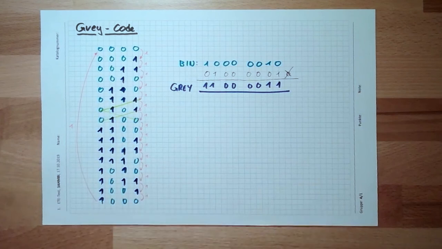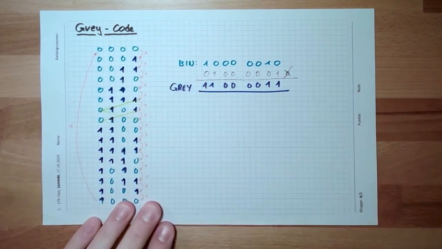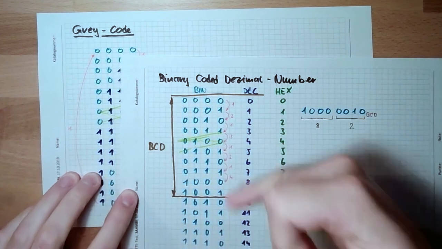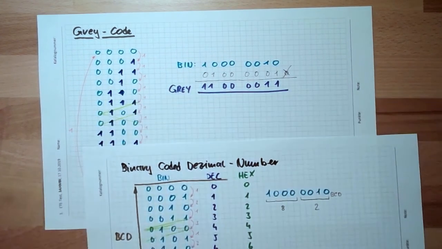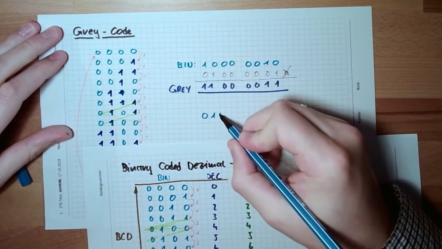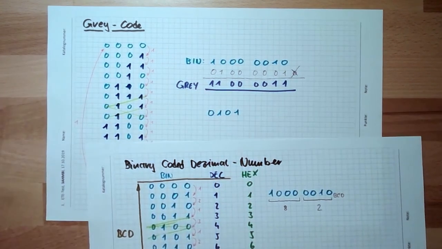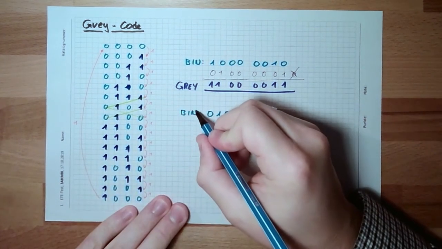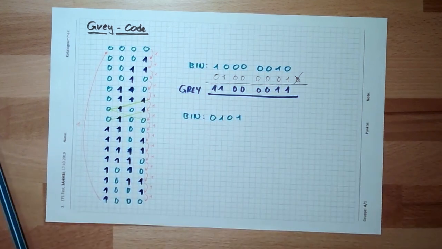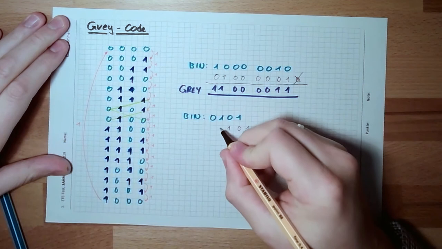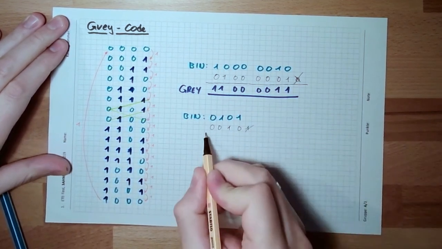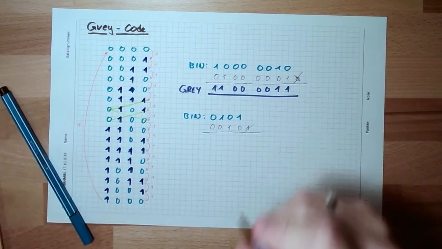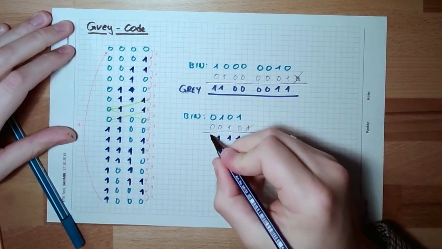Okay. Let's try it with a small one. I don't know, which one do we like? 5. Let's try it with 5. The binary number of 5 is 0101. That's the binary number of 5. Now, I shift it to the right: 0010, and this I forget. The gray code resulting is: this is different, this is different, this is different, this is not different.